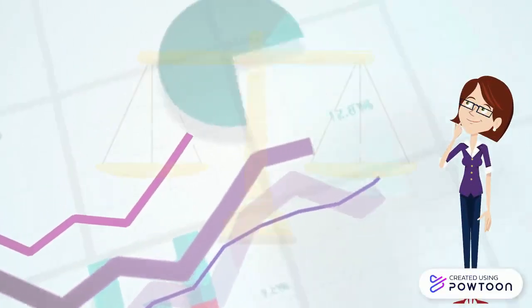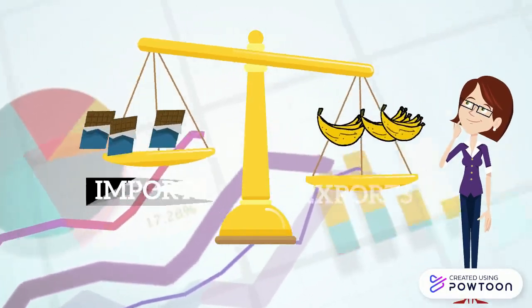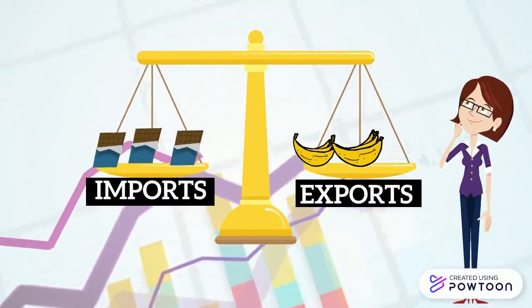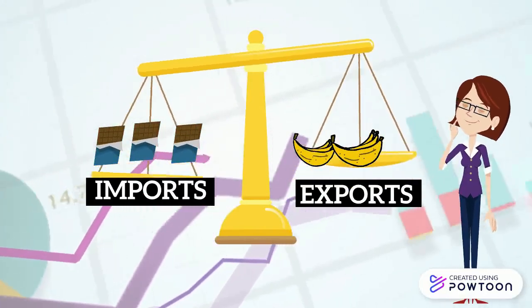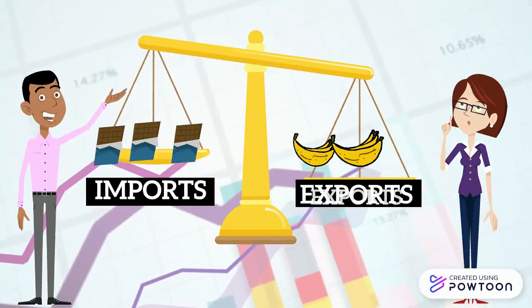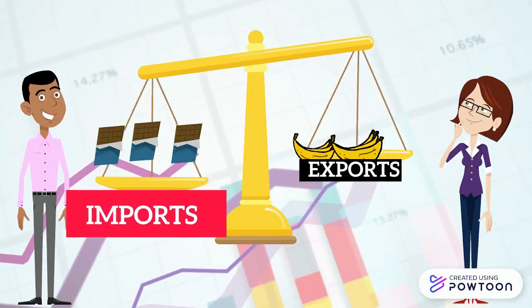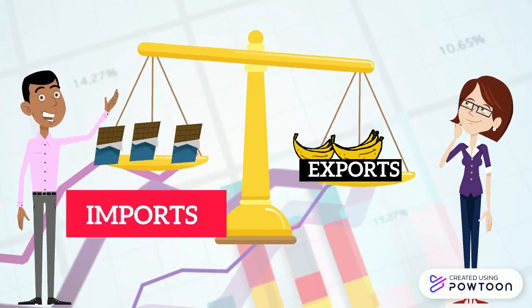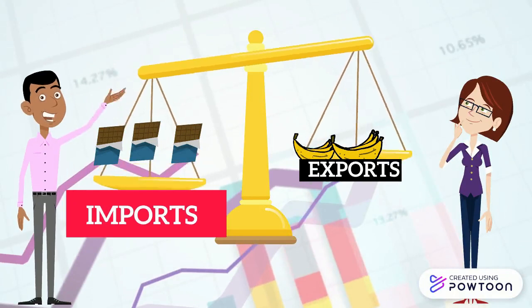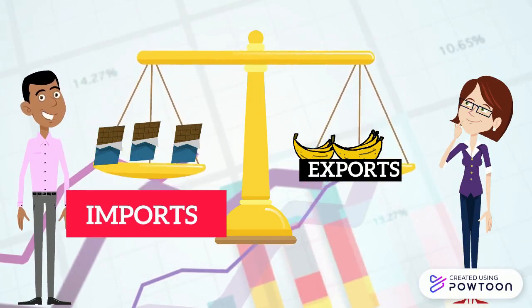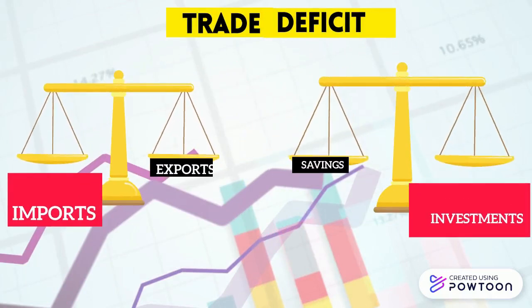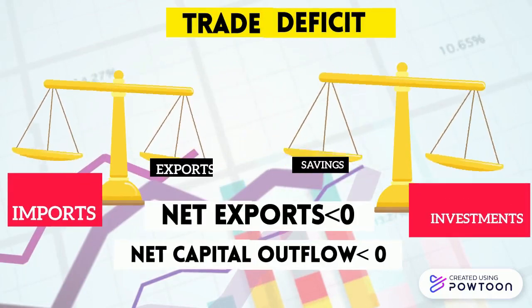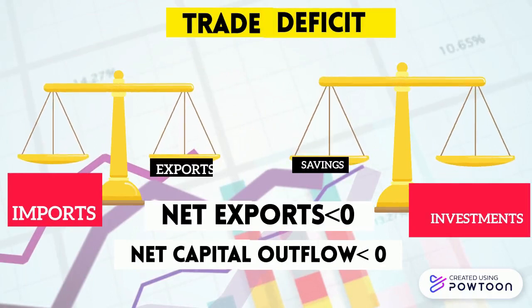So, Robert, going back to our balance scale, what if I take off one hand of bananas, meaning lesser exports compared to imports? What will happen then? Excellent question. As you can see, it tips off our balance. Since imports now exceed exports, we will have a trade deficit, which also happens when we have more investments than savings. Trade deficit is a negative effect to net exports and net capital outflow.